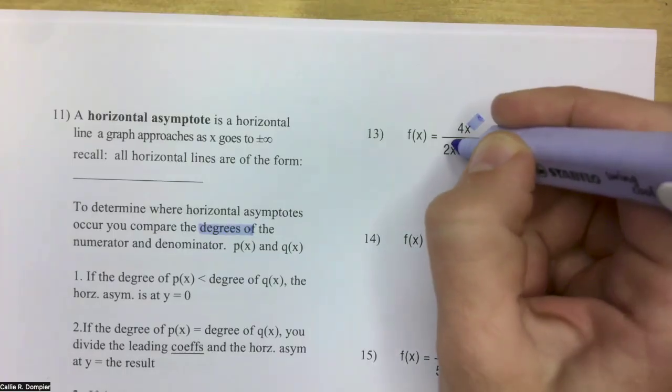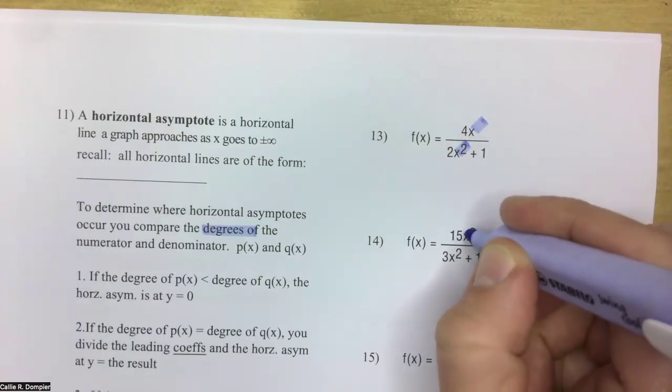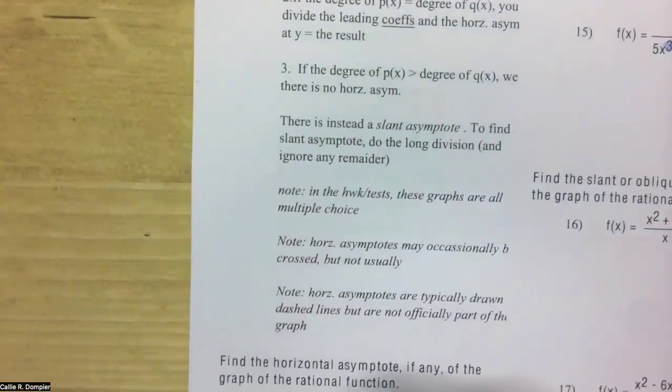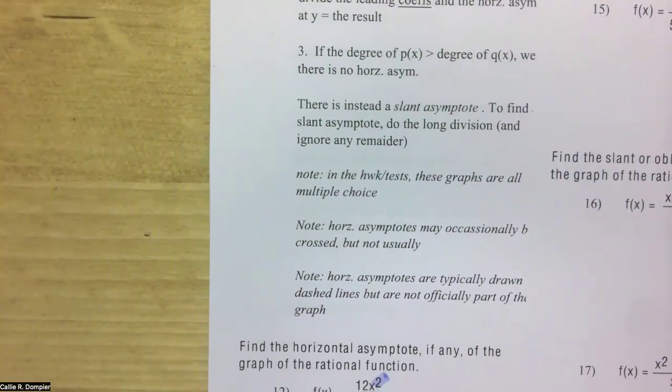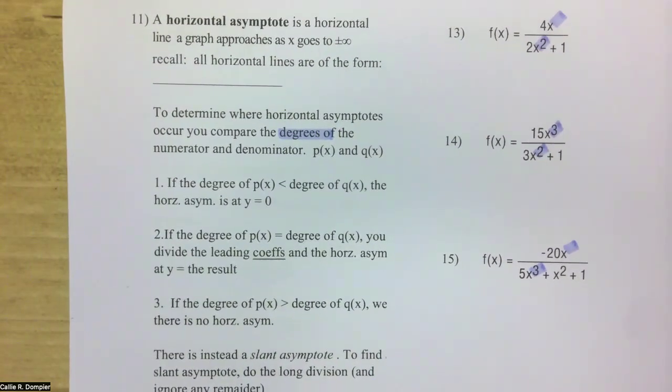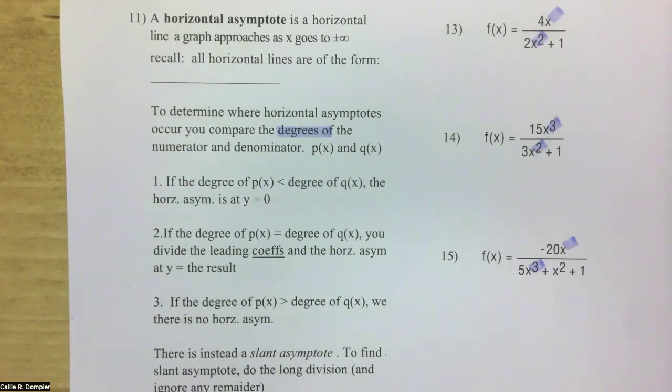X to the first, x squared. X to the third, x squared. X to the power of 1, x to the power of 3. X squared, x squared. That is what we mean by the degree, okay? To determine where horizontal asymptotes occur, you compare the degree of the numerator and the denominator.